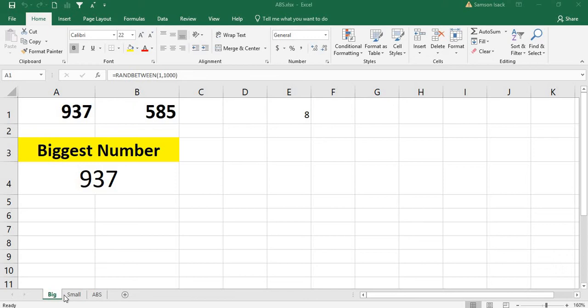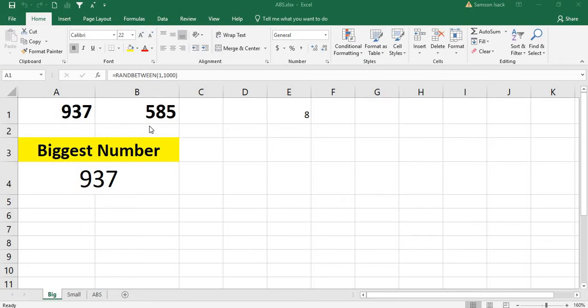Hi, welcome. Now I'm going to show you how to get the biggest number without comparing two numbers. For given two numbers, you want to find out the biggest number, but you should not compare the two numbers. It's a very interesting question. Is it possible to get the biggest number without comparing two numbers?